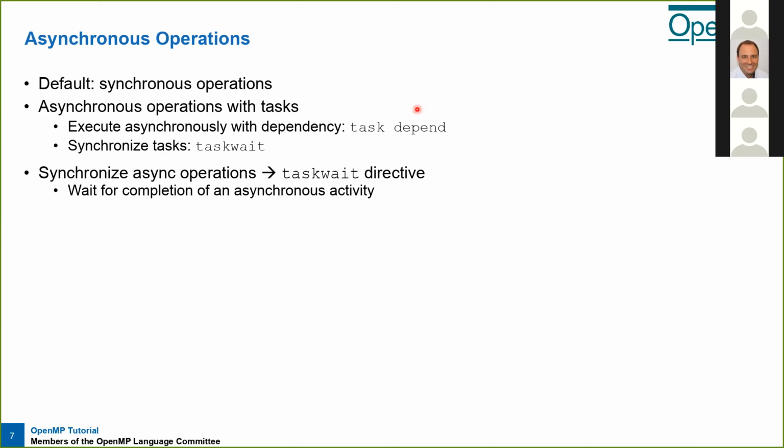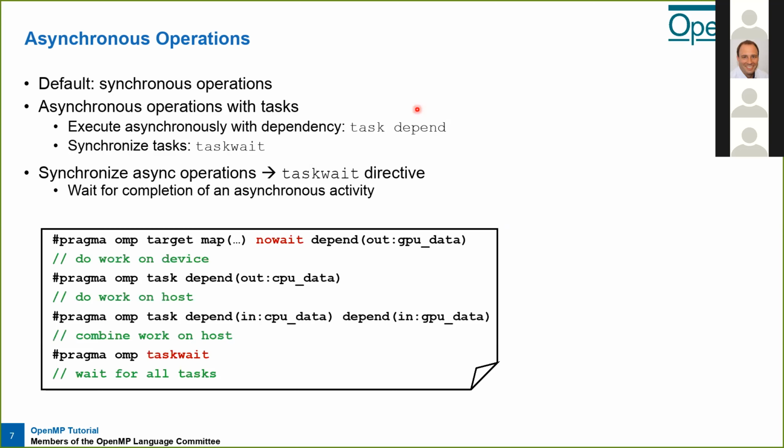And because we made all of these things tasks with a depend clause, there's also the task wait with which you can synchronize asynchronous operations. I have examples on the following slides. But this is the idea here. We have a target with a map. We call it a no-wait. And we have a dependency, which is an output dependency of a, let's say, data field named GPU data.